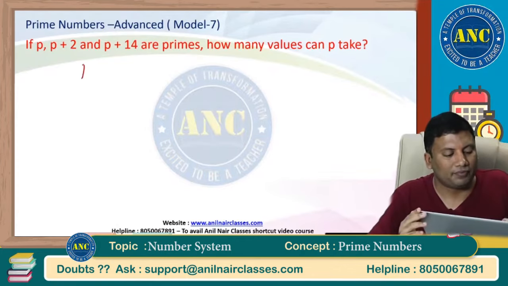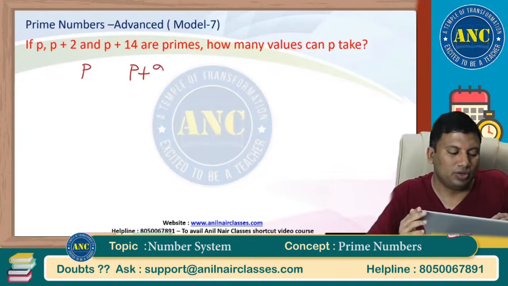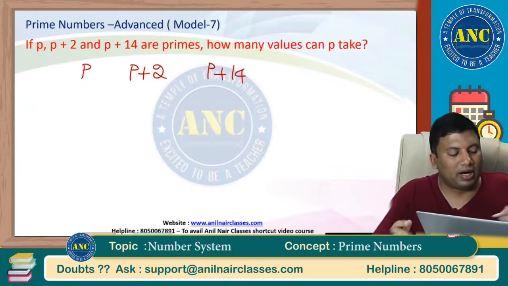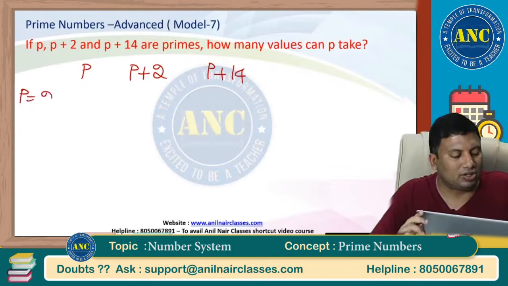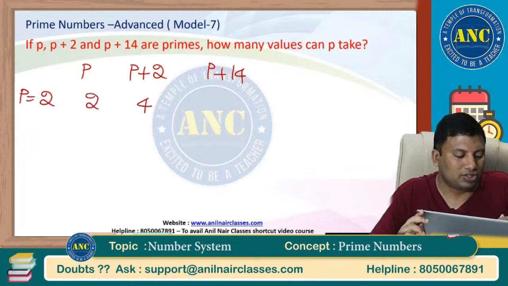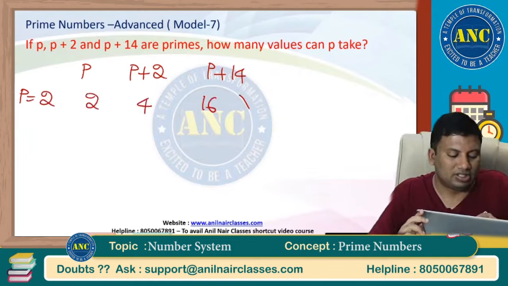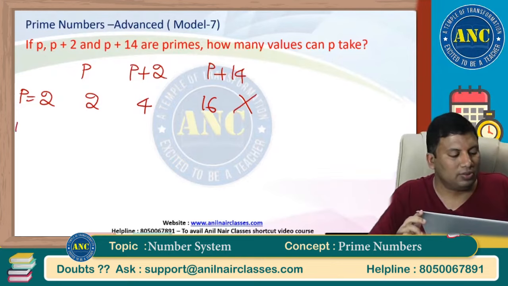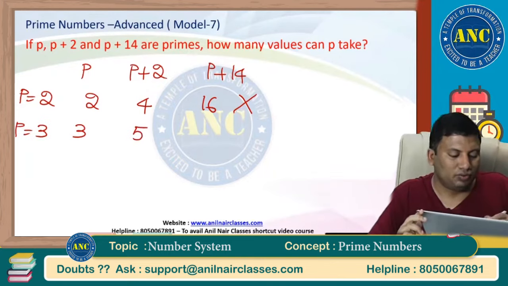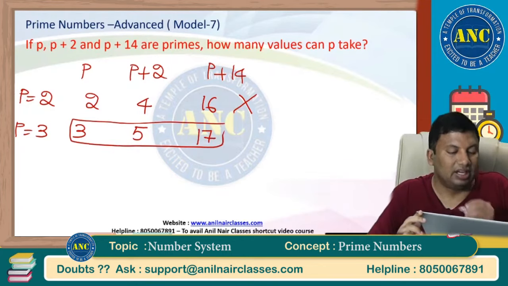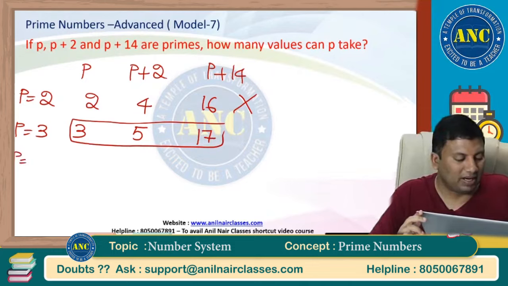Next one. P plus 2, again an exam model question. P plus 14 are prime numbers. So if p equivalent to 2, plus 2, 4. 2 plus 14, 16. It is not possible. If p equivalent to 3, plus 2, 5. 3 plus 14, 17. 3, 5, 17. This is a prime number triplet.